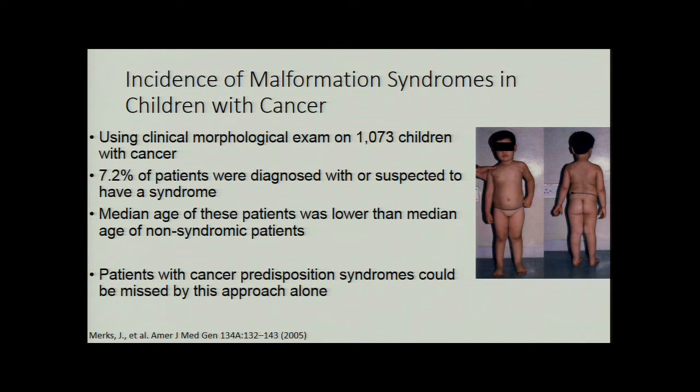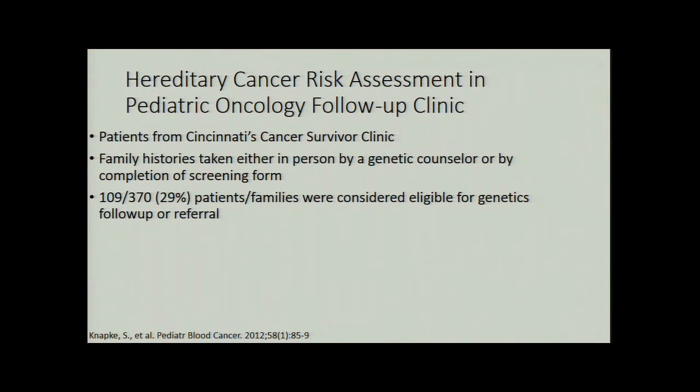There was a study that looked at the incidence of malformation syndromes in children with cancer. Using clinical morphologic exam on just over 1,000 children with cancer, they found that 7.2% of patients were diagnosed with or suspected to have an underlying syndrome. The median age of these patients was lower than the median age of non-syndromic patients. Clearly, patients with cancer predisposition syndromes could be missed by this approach alone, as there are non-syndromic cancer predisposition syndromes, including Li-Fraumeni syndrome, which I'll be discussing later as well.